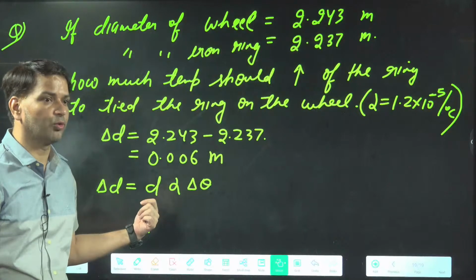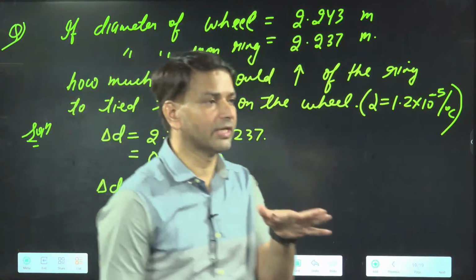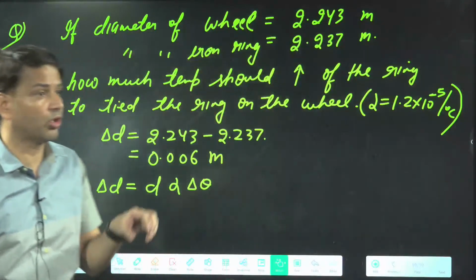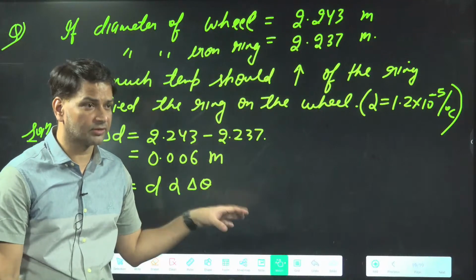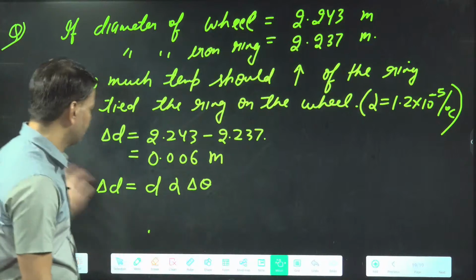Here, what D value will you put? 2.237 or 2.243? 2.237. Why? We are increasing the diameter of the ring. So the initial diameter of the ring is what? 2.237. Okay. Then put the values.